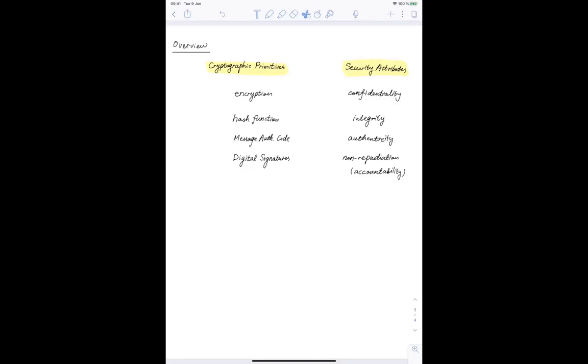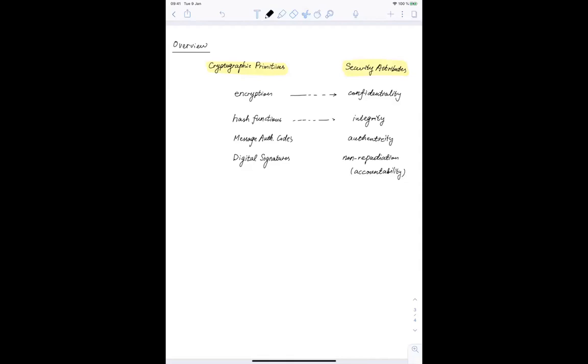And on the left-hand side, I listed the primitives. So we have encryption, hash functions, message authentication codes, and digital signatures. And on the right-hand side, we have the attributes that are provided by these primitives. So we know that encryption provides confidentiality, and hash functions are mostly used to provide integrity.